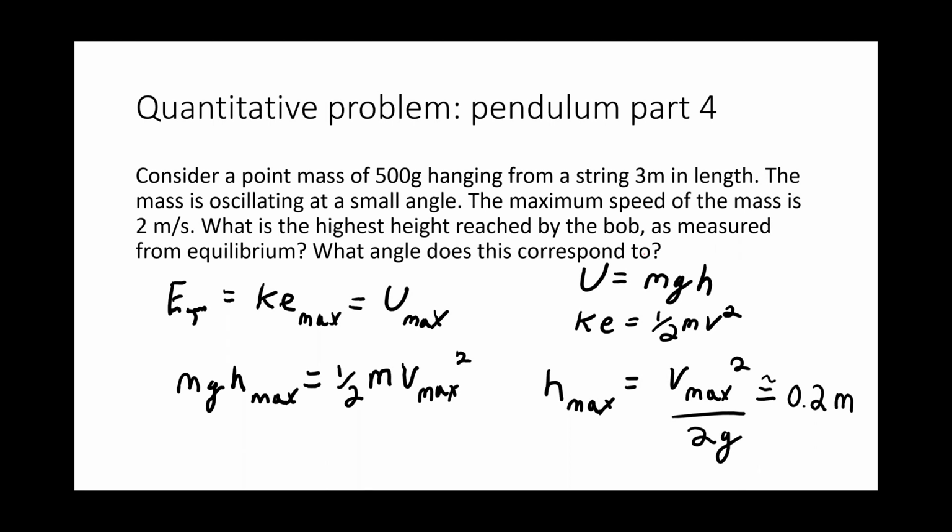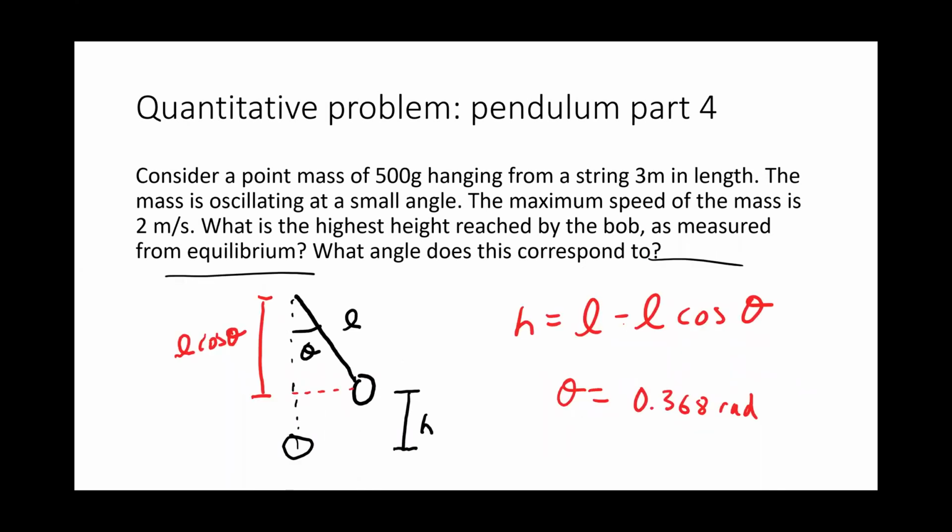If I do that and rearrange it to find height, I get that the maximum height is going to be the maximum velocity squared over 2g, which gives me about 0.2 meters. So the last part of this problem is a little bit tricky: figuring out what angle this corresponds to. This is kind of a fun geometry problem, for a certain definition of fun.